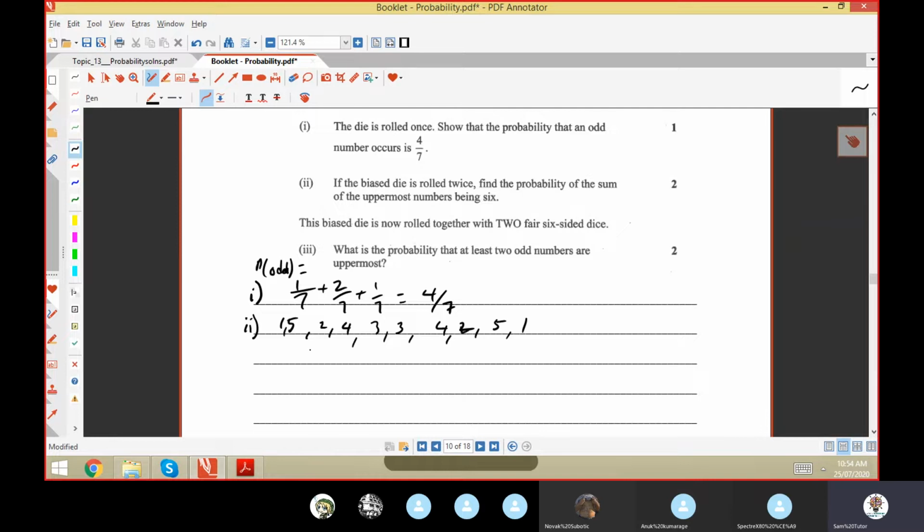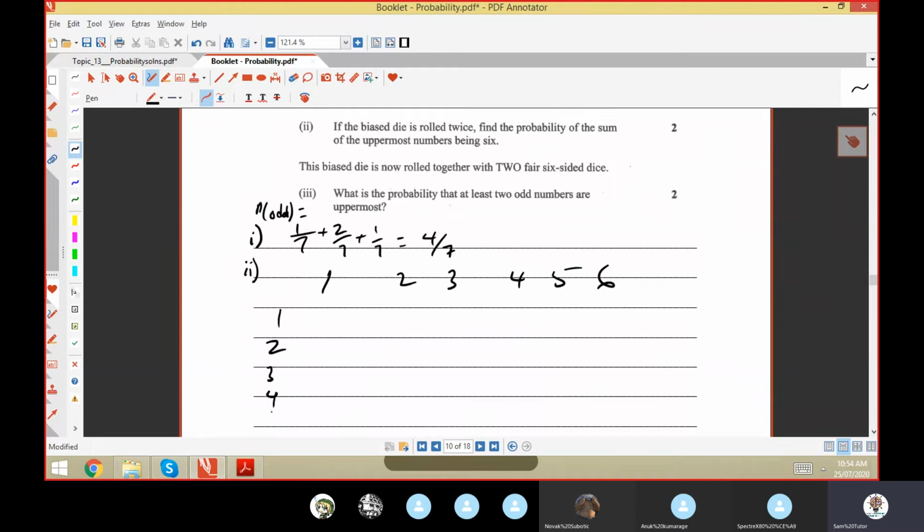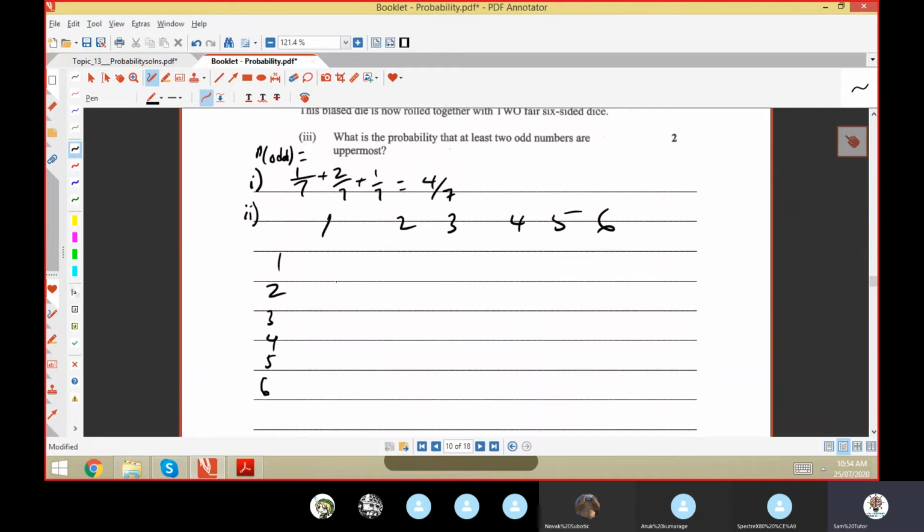1 out of 5, 1/5. 1 and 5, that's 1? No. Let me just list it then, because I've lost where I was trying to do it there. 1, 2, 3, 4, 5, 6. 1, 2, 3, 4, 5, 6.